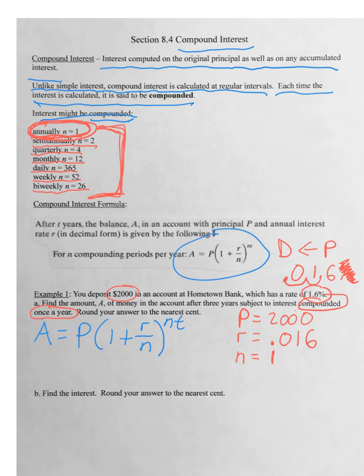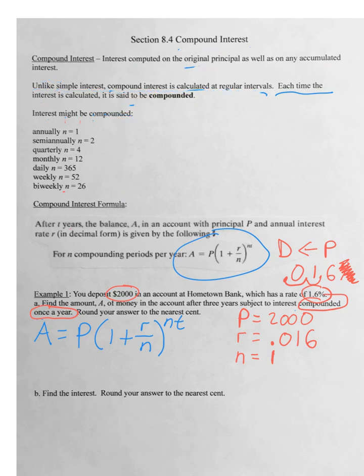So n is 1. Let me erase some of these extra colors going on because they're a little distracting. There we go. Okay, and then we just still need the time. It's part of the exponent there of the formula in years. So the time is 3 years. So the money is going to accumulate in the account for 3 years, so T is 3. So let's go ahead and plug in.